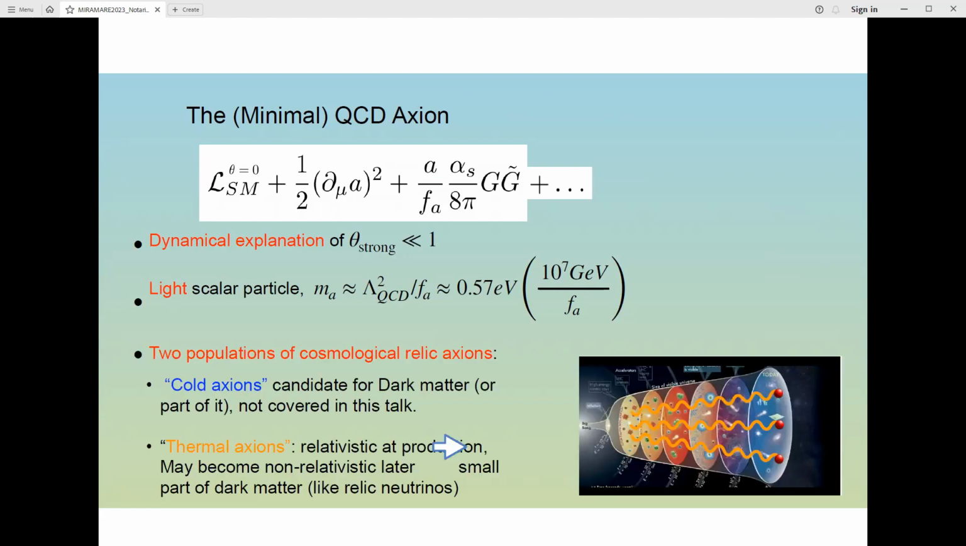So from cosmology, the axion is very interesting because it is a dark matter candidate in the form of the so-called cold axions. But in reality, there are two populations. One is the cold axions, which I will not talk about. And then the other population is the thermal axions, which is the topic of this talk.